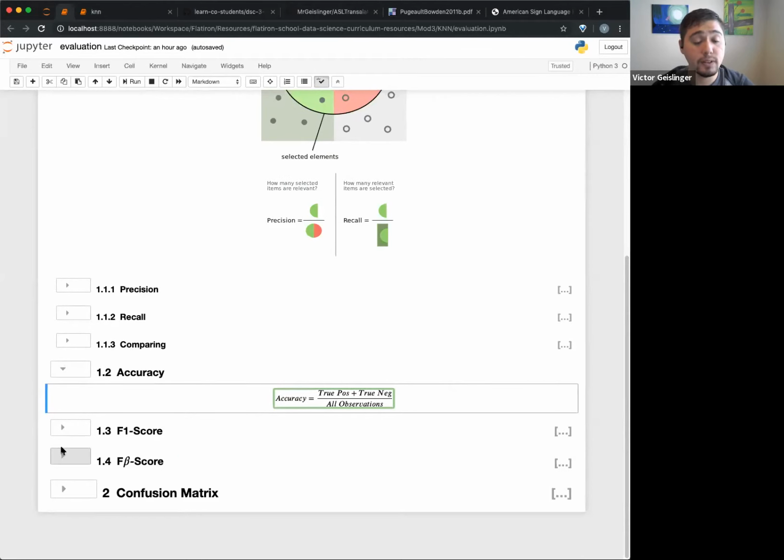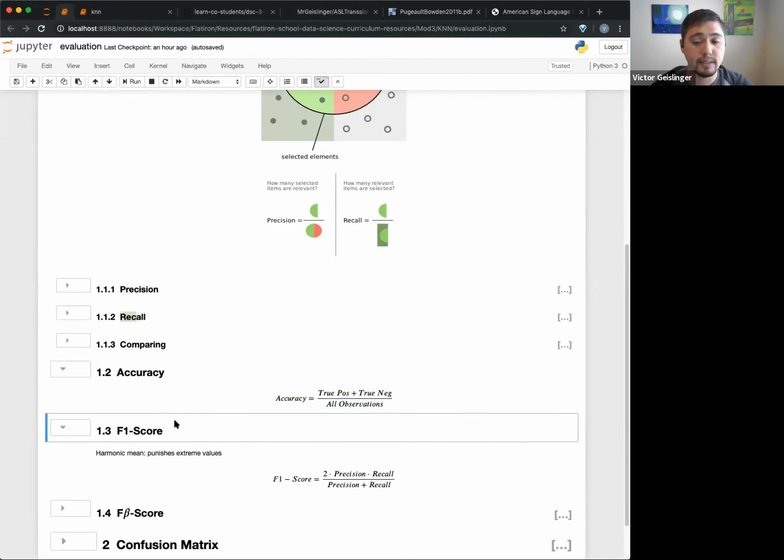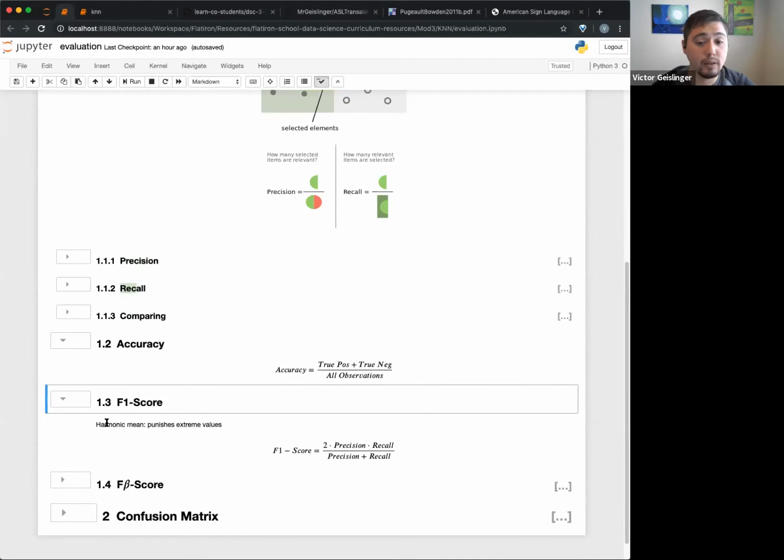But there's another one called the F score or F1 score. The F1 score basically does a balance between precision and recall. This allows us to do what we call a harmonic mean or harmonic average. And basically it punishes you if you did something extreme, where you say all of these people are sick and you have a high recall, but a low precision.